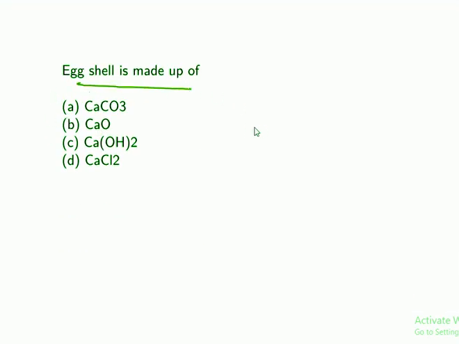Eggshell is made up of, so eggshell is nothing but the outer covering of the egg which you are going to see there. That shell is made up of which thing? That is made up of what? CaCO3, calcium carbonate. Okay.